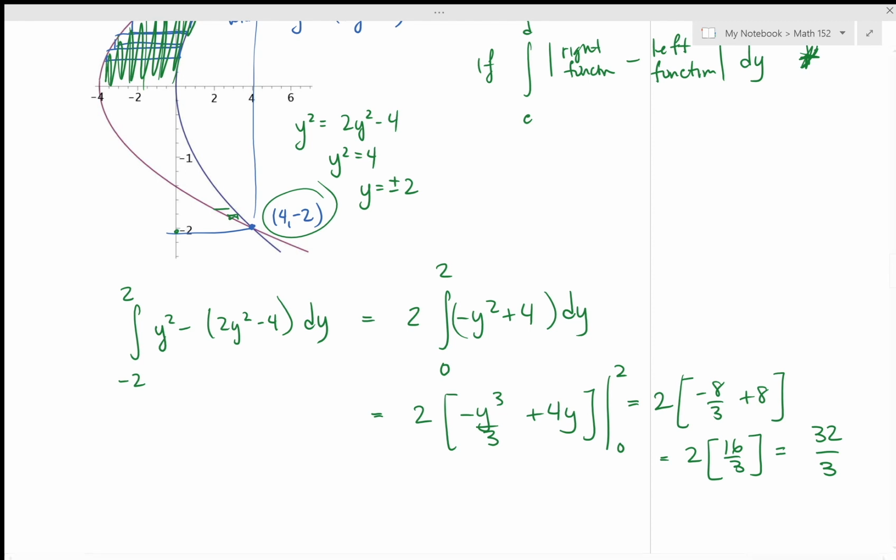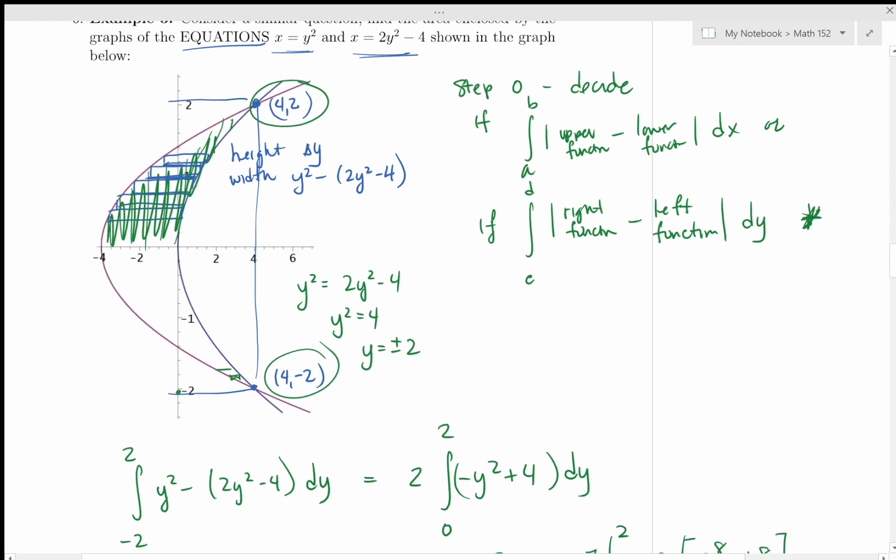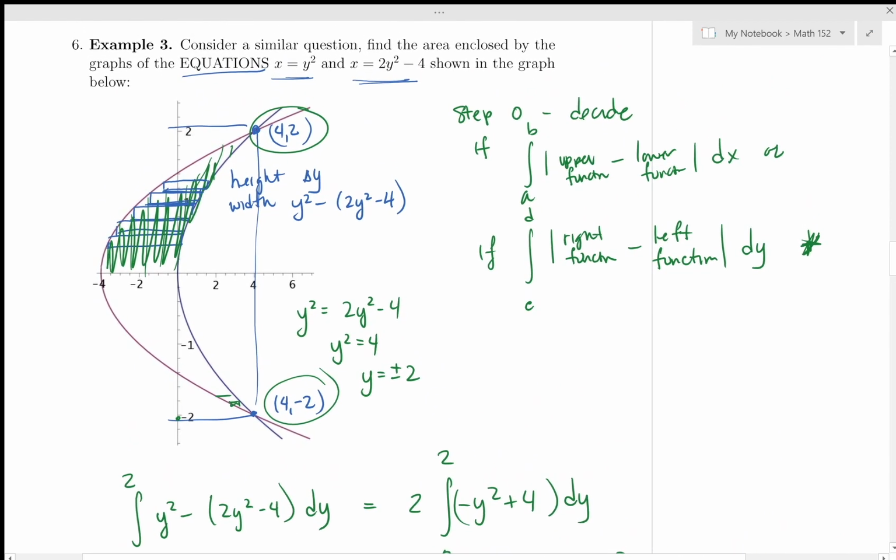So if you wish to, maybe it would help to convince you that step 0 matters: you should pause and decide which way to do it.